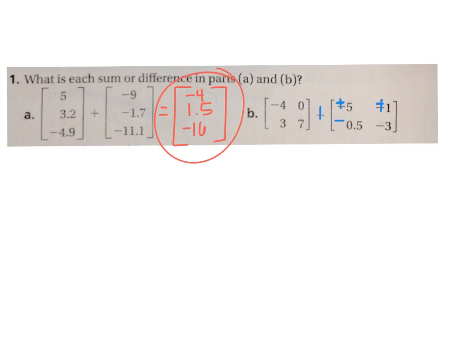My pen's not working in my favor tonight. Okay, so I'm just going to write the answer down here.